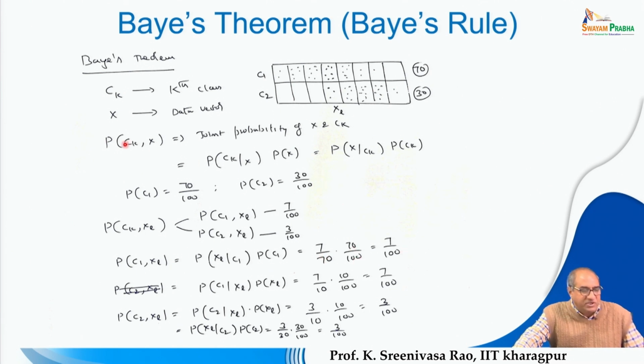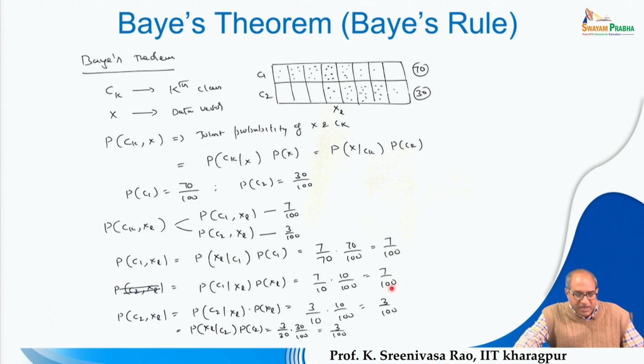As I mentioned, the joint probability of Ck comma x can be written using the conditional probabilities and prior probabilities. So you get 7 by 100 by the definition, and also by using the joint probability. The definitions we mentioned tally, and we can also see that with the numerical example.